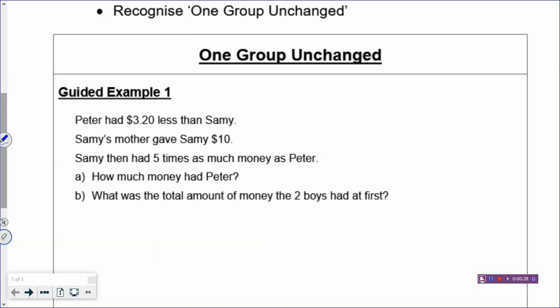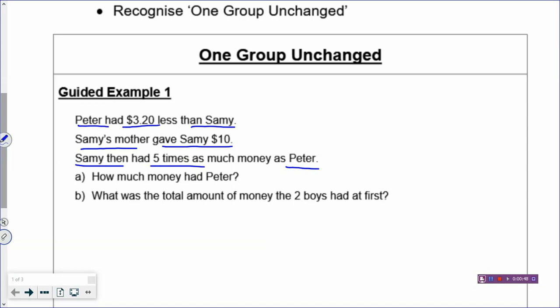Now, Peter had $3.20 less than Sammy. So that is the before, the at first. And then Sammy's mother gave Sammy $10. That is the change. Change means what happened. Now, Sammy then had 5 times as much as Peter. This is the after, right after. So you have before, change, after.